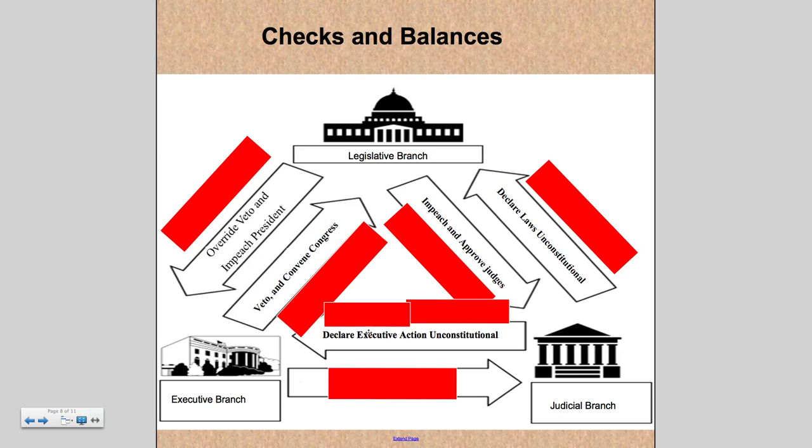The judicial branch has the power to declare actions of the executive branch unconstitutional. So anything that the executive branch might do unlawful, the judicial branch can declare those unconstitutional as a check. The executive branch has the power to appoint federal judges and grant pardons. That means that they get to choose who is actually sitting in the judicial branch, but they also have the power to give pardons to people on decisions that the judicial branch makes.